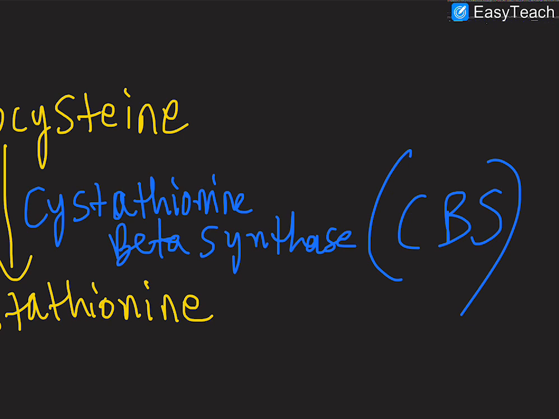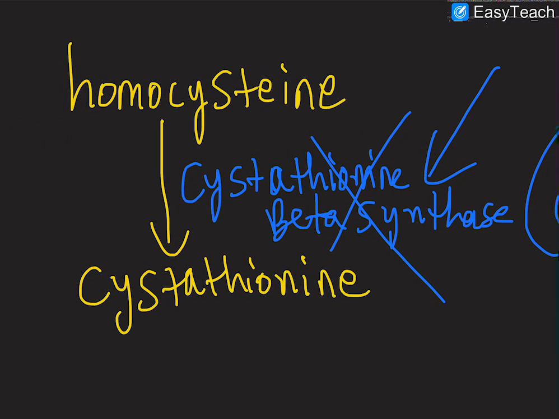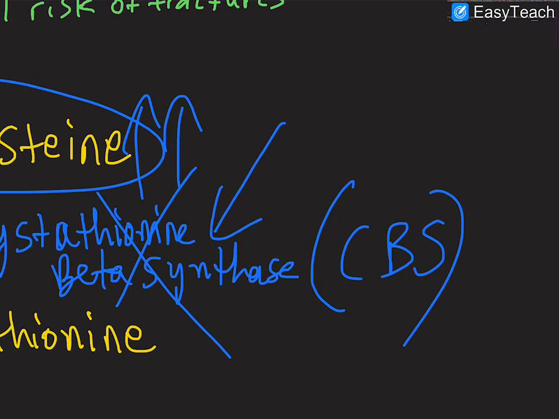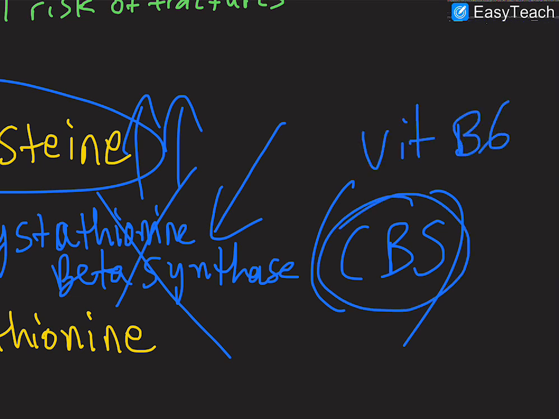Okay, so in homocystinuria, you have a deficiency or defect in cystathionine beta synthase. If this enzyme is not working, then you cannot convert homocysteine to cystathionine, which means homocysteine levels build up. Just to revise, what else does cystathionine beta synthase need in order to function? Vitamin B6. Okay, so that's important to remember.